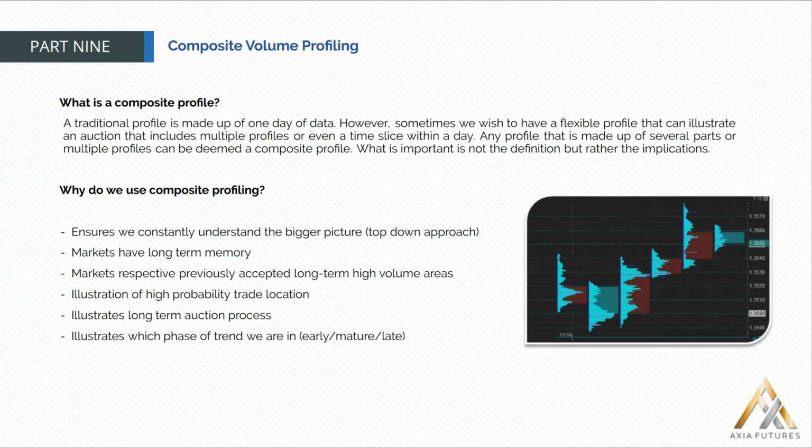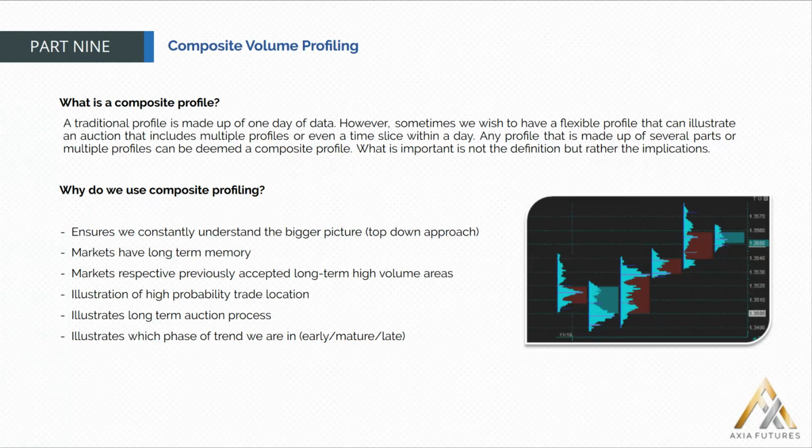Then, as mentioned before, markets tend to respect previously accepted long-term high volume areas. In other words, a series of prices that has been accepted as fair value by the market should tend to be revisited at some point in the future and maybe even become fair price again. Also, composite profiles can illustrate to us where high probability trade location may be. So if, for instance, over a period of a couple of days and weeks, we've seen that the market has been accepting a lot of value and then suddenly shoots away from value, we can pick up where good trade location would be just using composite profiles.